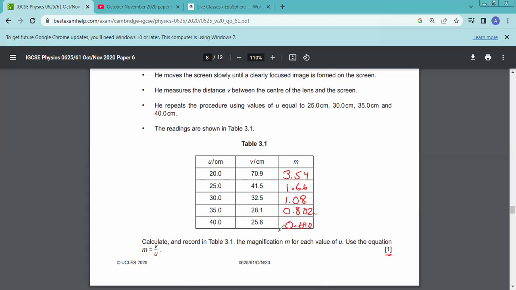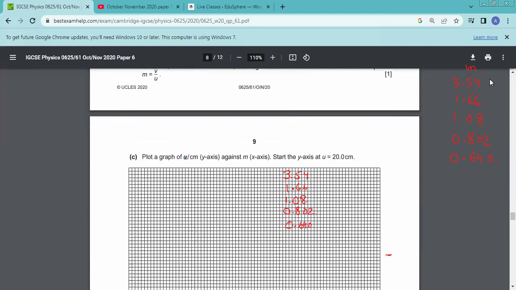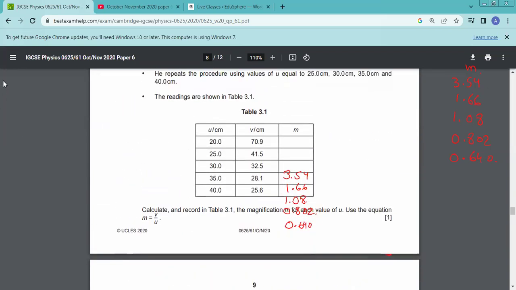Okay, now this table has been formed. So I'm writing the values here as 3.54, 1.66, 1.08, 0.802, then 0.640. These are the values of M I got. And since we have to make a graph of U and M, I will be taking all the values of U against it. So let me write the values of U here, which are 20.0, 25.0, 30.0, 35.0, and 40.0.